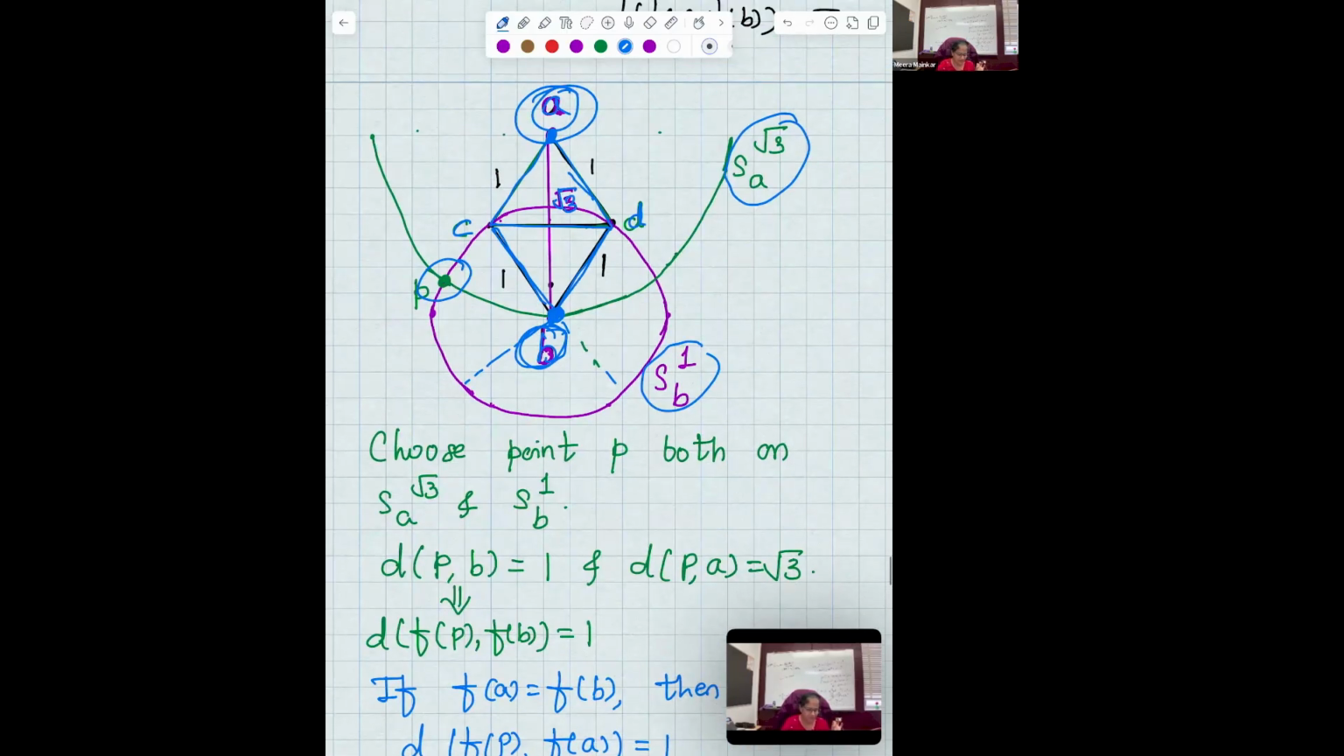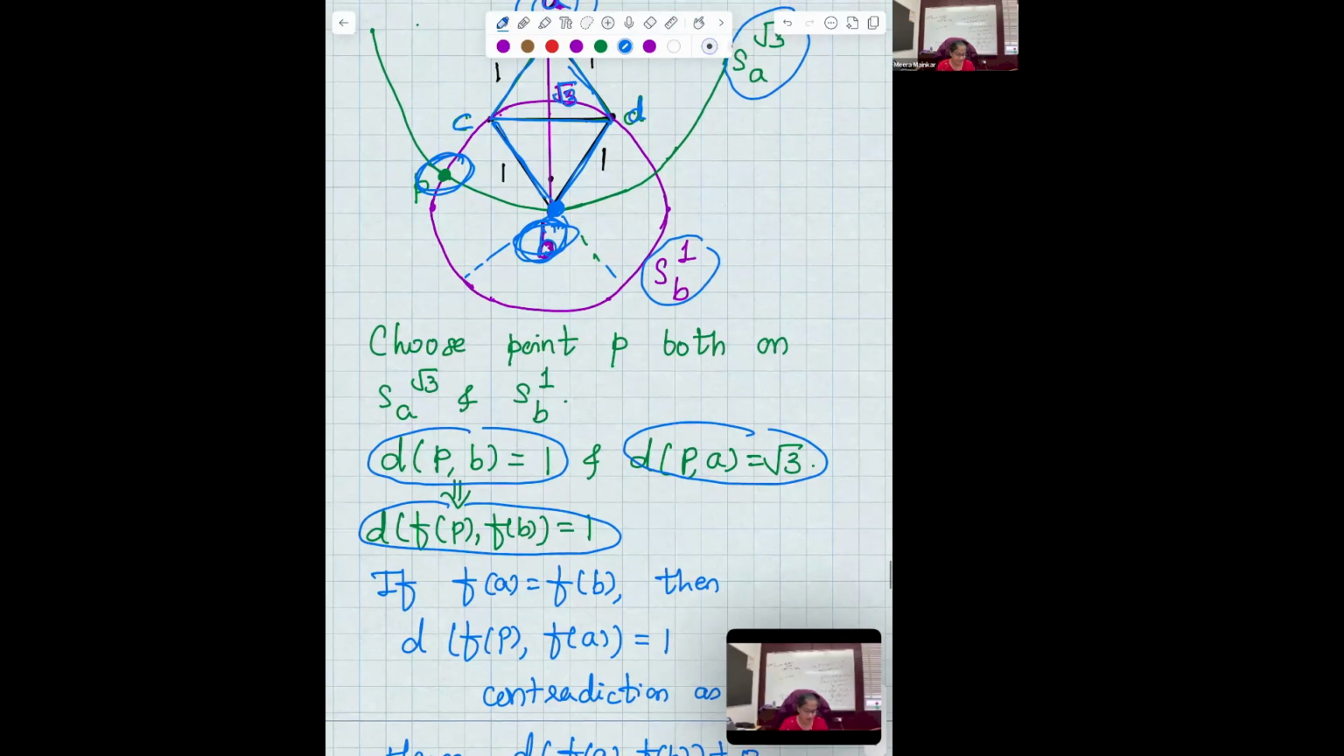So choose a point P that is both on these circles, or spheres in 2 dimensions. Notice now that the distance between point P and B is 1, and we are assuming that distance 1 is preserved. So we have this. And the distance between point P and A is square root of 3, because point P is on both circles, radius 1 and radius square root of 3.